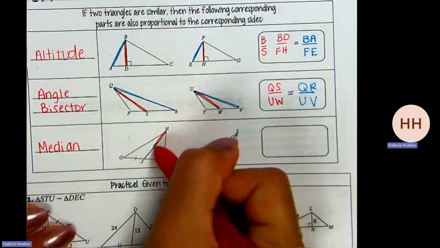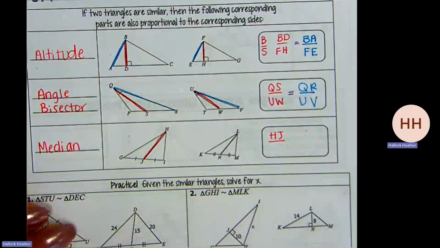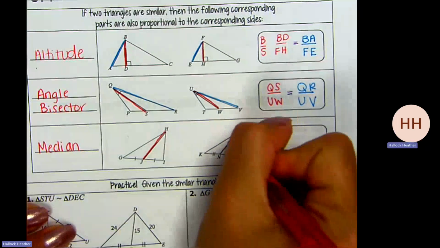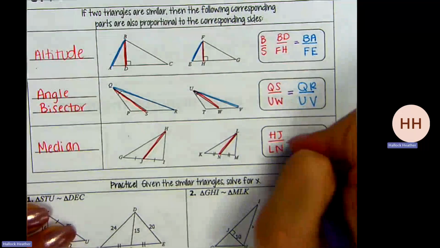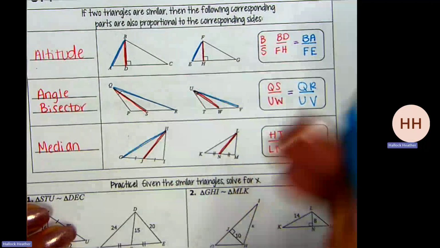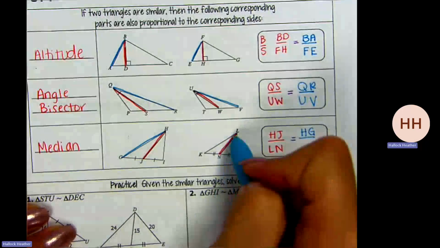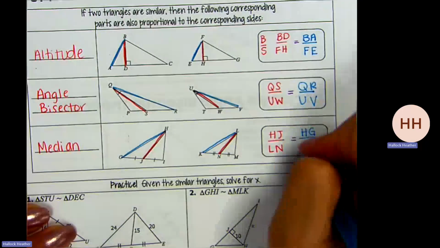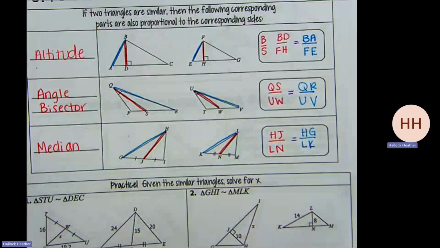So if I say HJ, what does HJ correspond with on the other triangle? LN, perfect, in the middle. And then let's say I use HG. What would HG correspond with on the other triangle? LK. So it's literally just matching pieces. And then we're going to do the same math that we did last week where we cross multiply, making our butterfly, and then we solve for X.